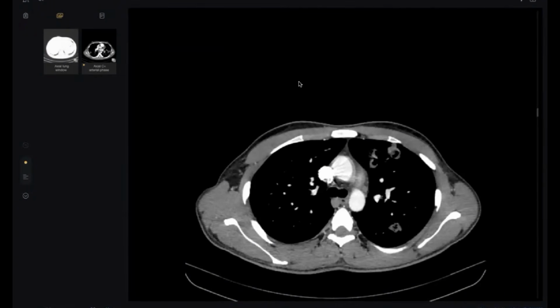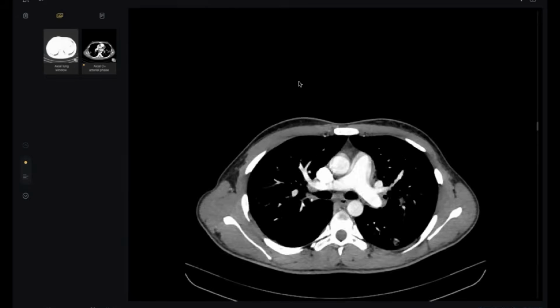There are multiple bilateral areas of nodular soft tissue thickening involved in both the lobes. I just wanted to look at the vessels if I can. Pulmonary vessels.